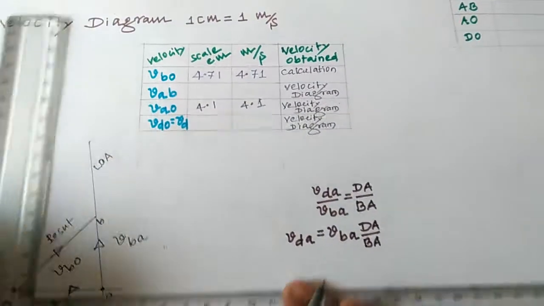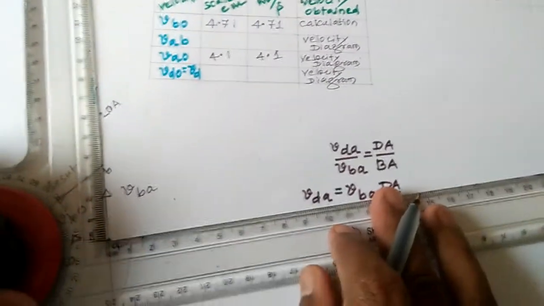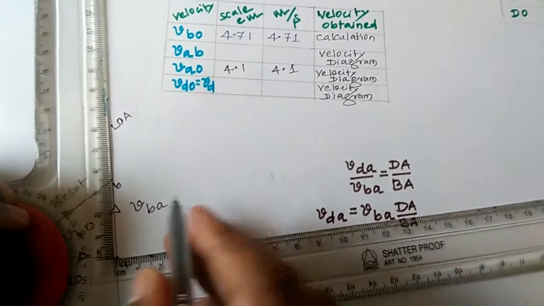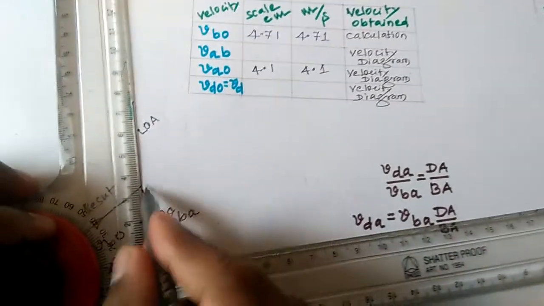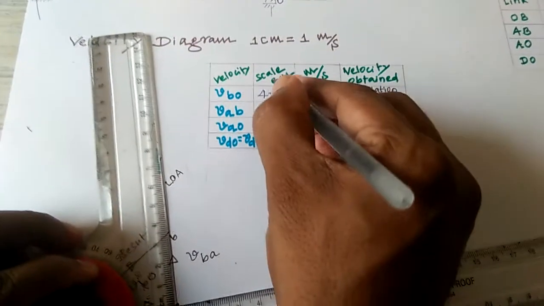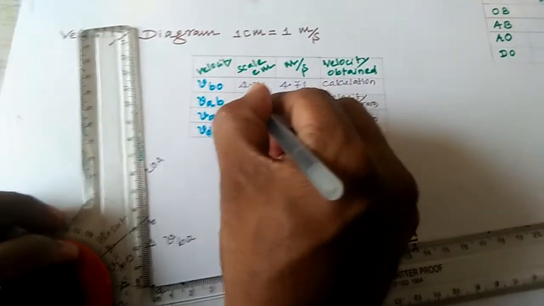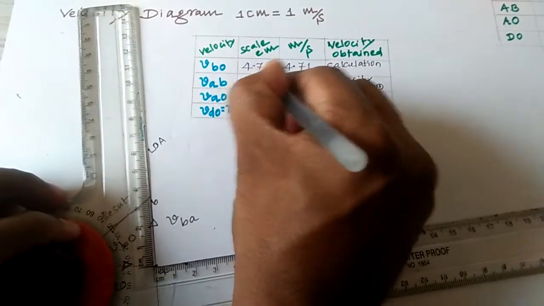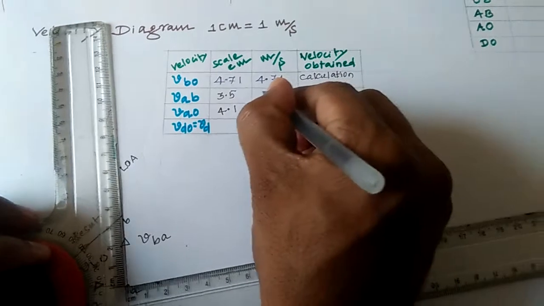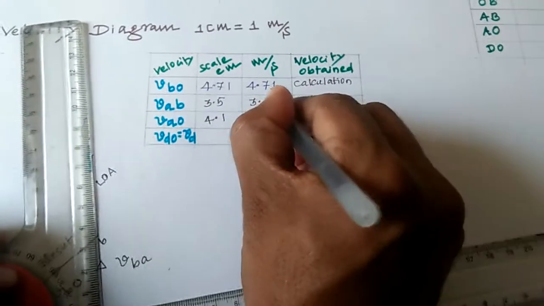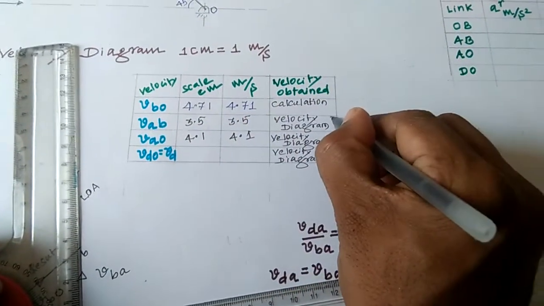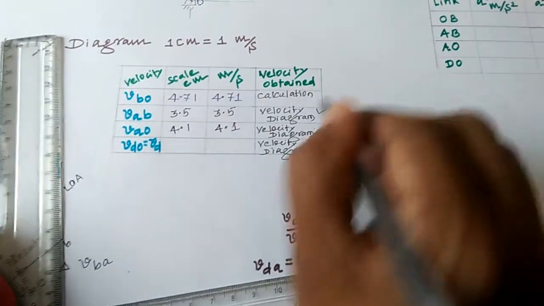For the velocity of B with respect to A, look at the dimension. This also comes as 3.5 centimeter on the scale, which is 3.5 meter per second. This is also got from the velocity diagram.